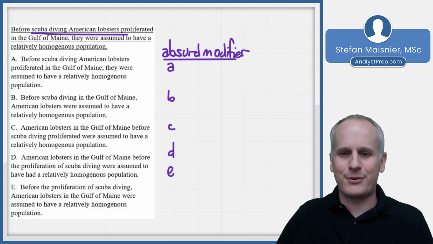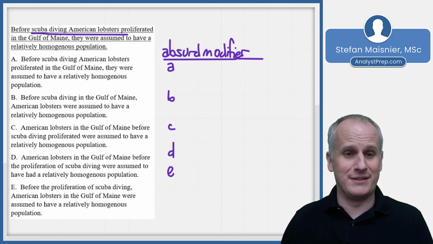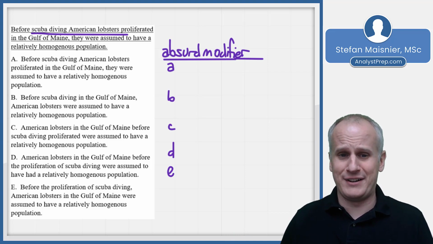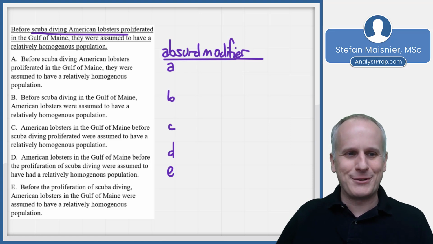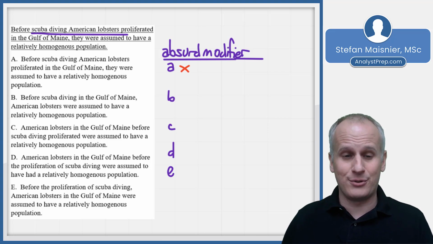We can't anthropomorphize non-humans. There's not going to be a non-human that's scuba diving in the Gulf of Maine and they'd proliferate on their own. That's really kind of disturbing if we've got mollusks that are proliferating on their own and using diving equipment. So we can eliminate choice A for that absurd modifier as soon as we find it without even reading the rest of the sentence as originally presented.